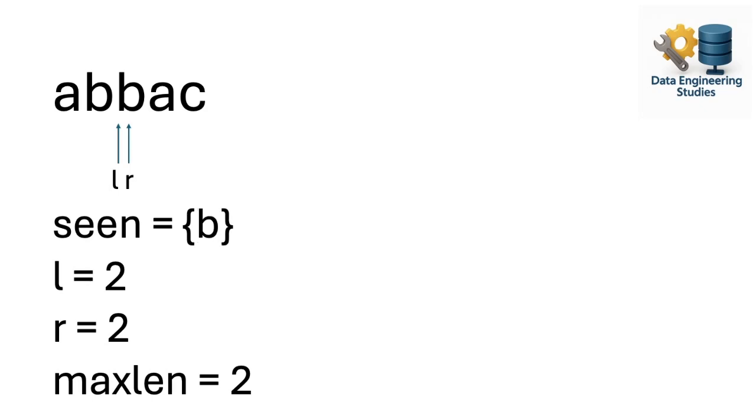Now we will increment the R pointer. A is not in the set, so we will append A to our set and we will recalculate the max length. 3 minus 2 plus 1 is 2. So our max length remains same. Now we will increment the R pointer to the next element. So R pointer points to C. C is not in the set. So we will add C to our set. Now we will update the max length. Max length is R minus L plus 1, which is 4 minus 2 plus 1 is 3. Our max length is 3.